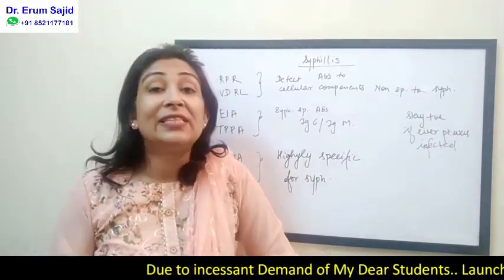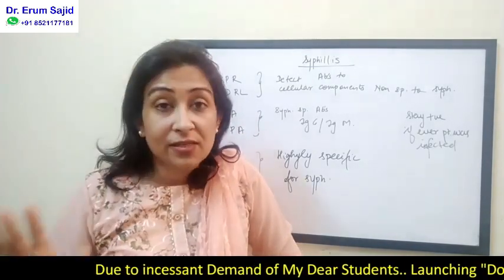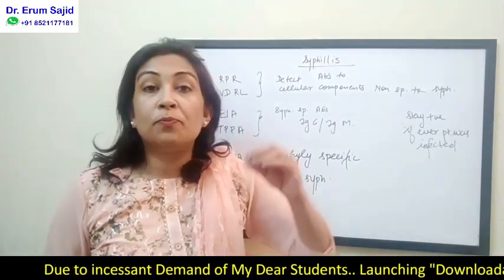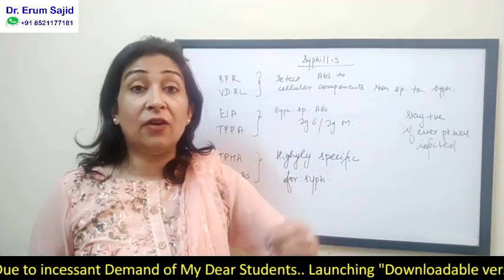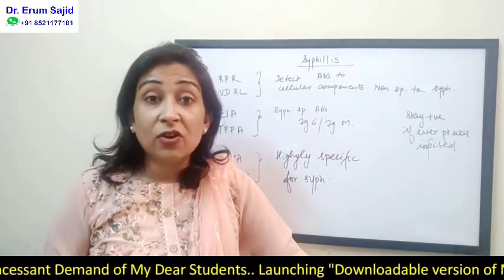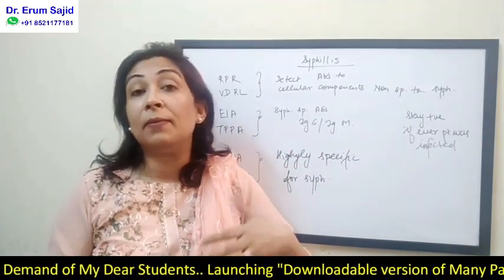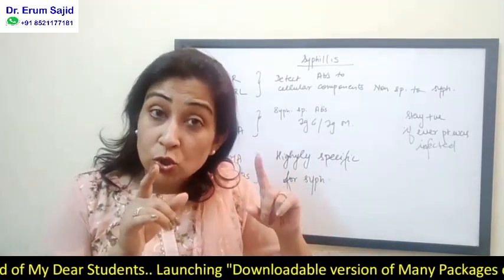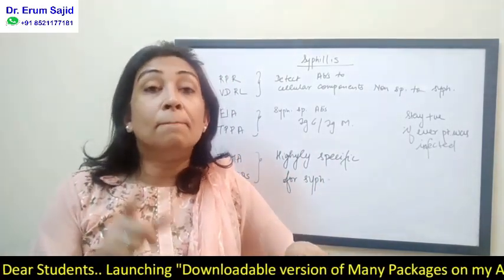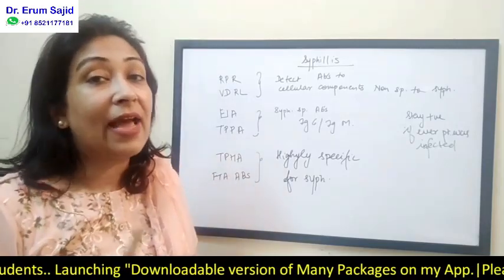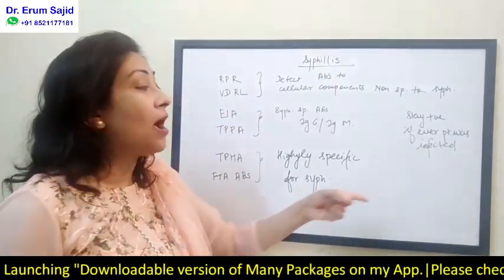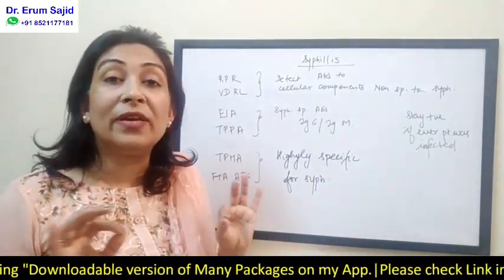You also know that syphilis has primary, secondary, and tertiary stages. Yes or no? So when the primary stage died out, VDRL decreased. When the secondary stage flared up, VDRL might become positive again. That is also a possibility. But in that case, these are the tests which will always become positive.